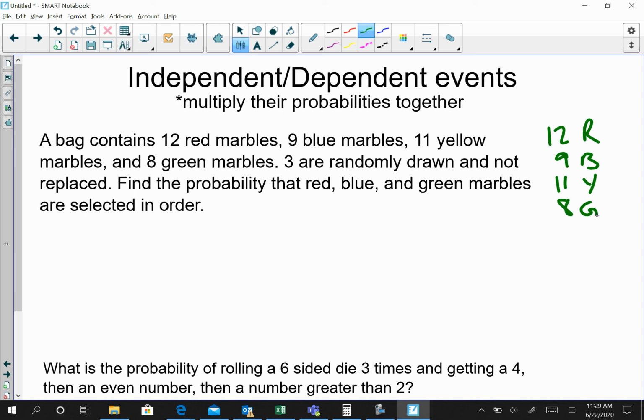3 are randomly drawn and not replaced. That is important to notice. I'll show you why. Find the probability that red, blue, and green marbles are selected in that order.